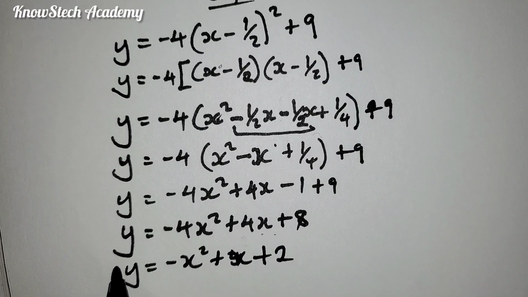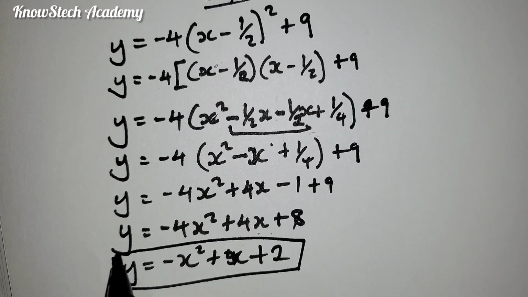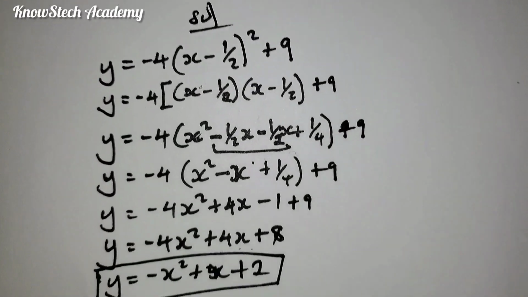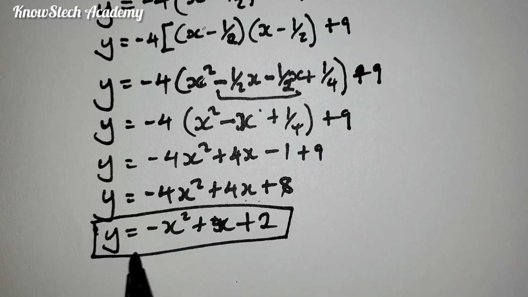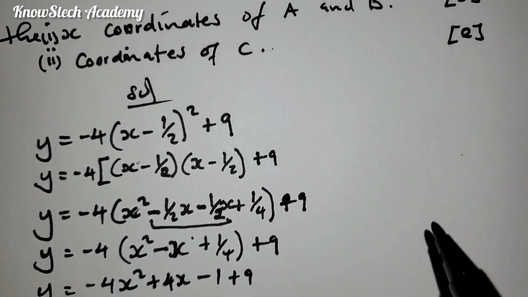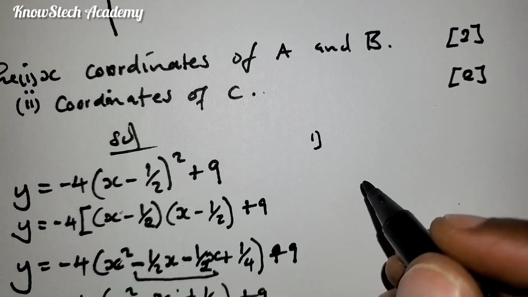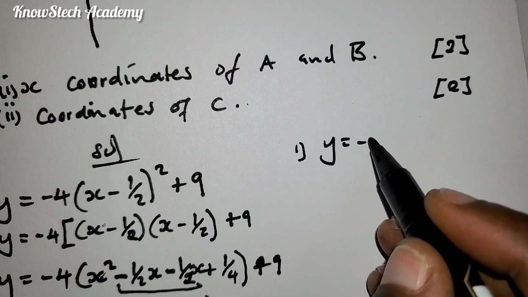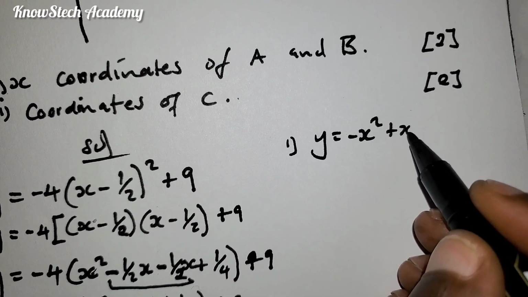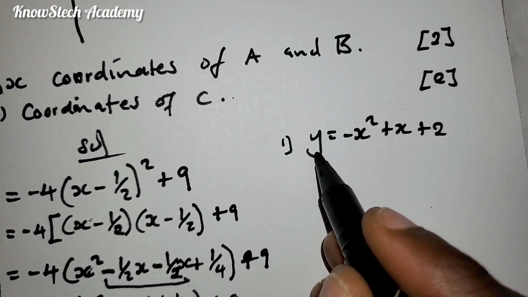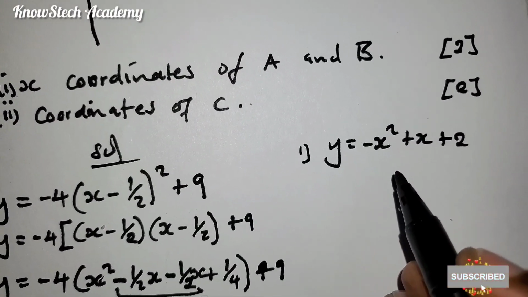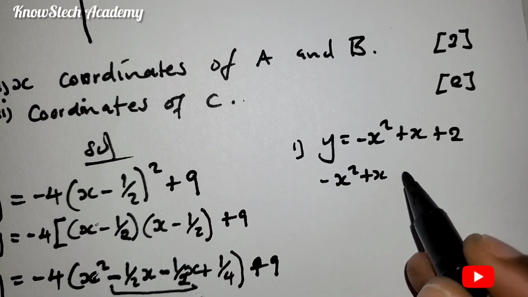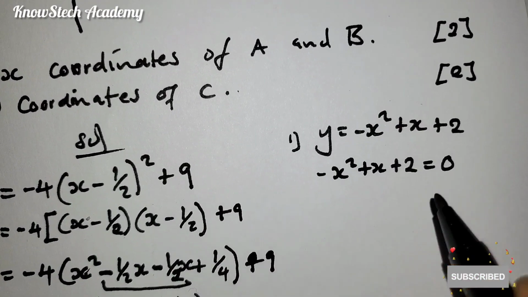Alright, so this is the equation we're going to use to solve these questions. For us to find the values of x, we're going to substitute y with 0. So for the first question here, y equals negative x squared plus x plus 2. Where there is y, we're going to substitute with 0. So let me just write it like this. Negative x squared plus x plus 2 equals 0.